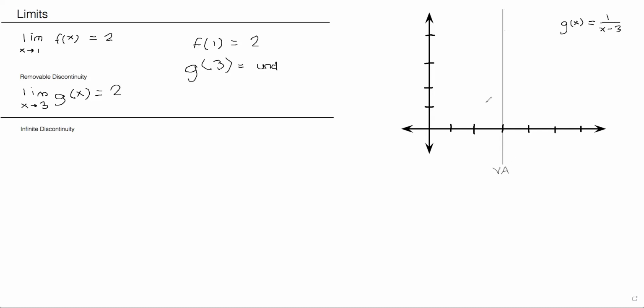So let's graph the function. It's going to look something like this. There are certain values of x that work really, really well. What if we wanted to find the limit as x approaches 4?